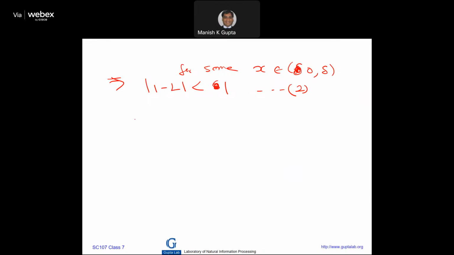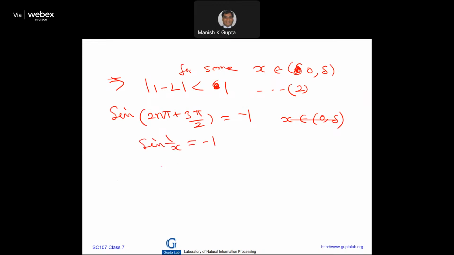Similarly, since sine of 2n pi plus 3 pi by 2 is minus 1, there will be x in (0, delta) such that sine 1 by x is equal to minus 1. So mod of minus 1 minus L is less than 1.